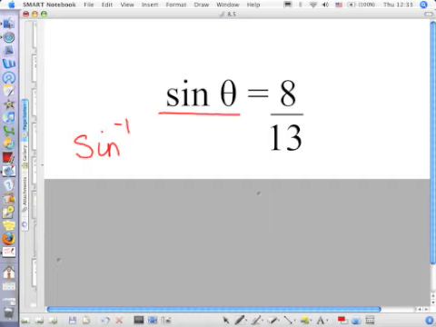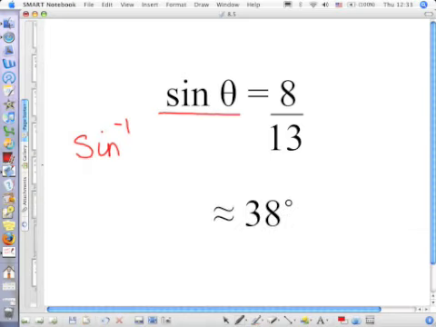What's the answer? 38. Didn't get that. I got 0.61. Okay, yours doesn't do this parenthesis. So that means you have to hit your information before you hit your sine. On your calculator, you'll do 8 divided by 13 equals, and then you'll hit the second sine.